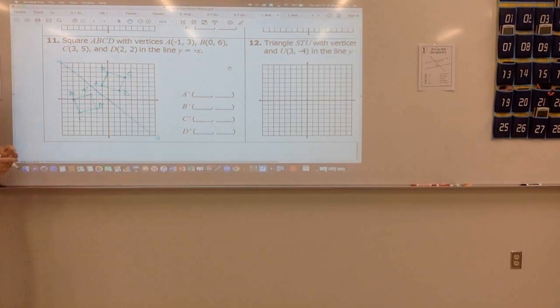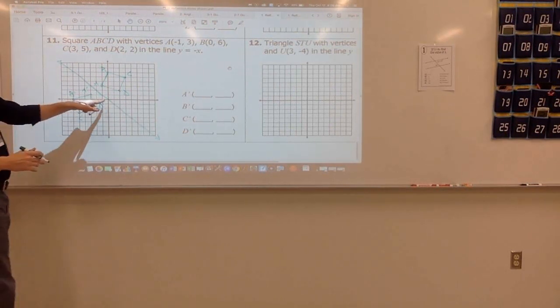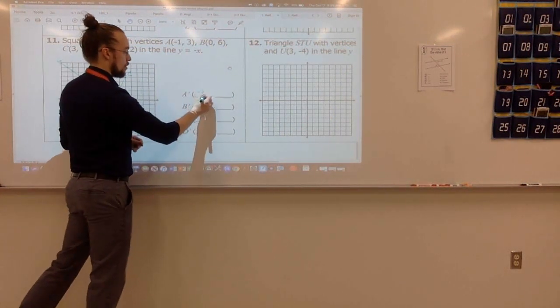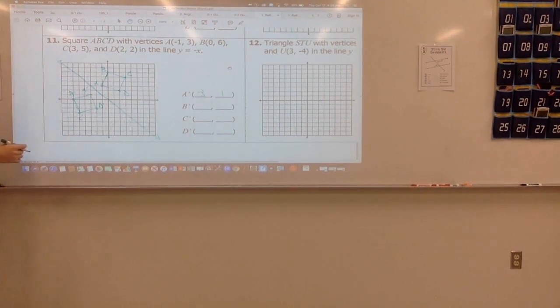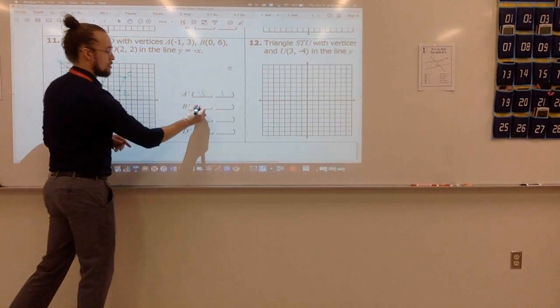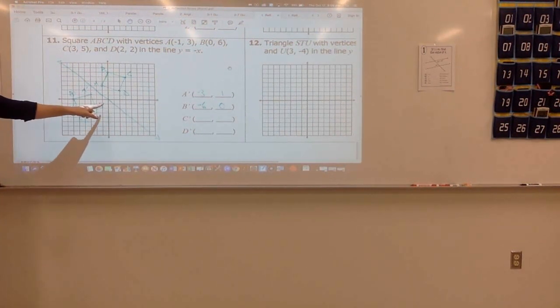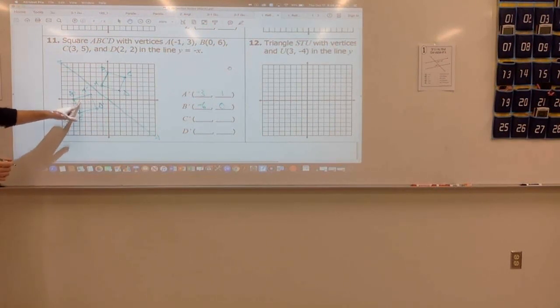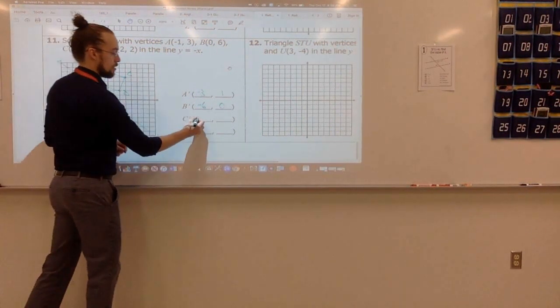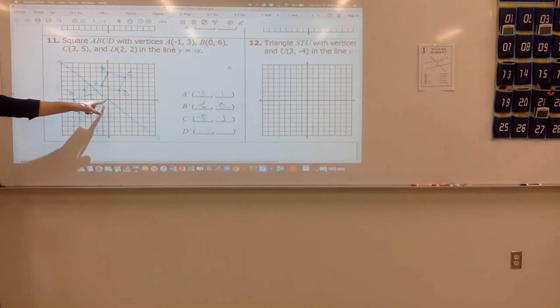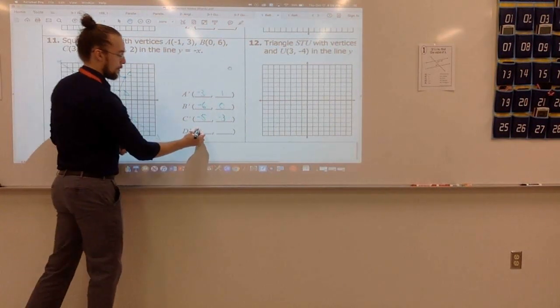So let's take a look at the coordinates then. So my new A prime is now at (-3, 1). My new B value is at (-6, 0). My new C value is at (-5, -3). And my new D value is at (-2, -2).